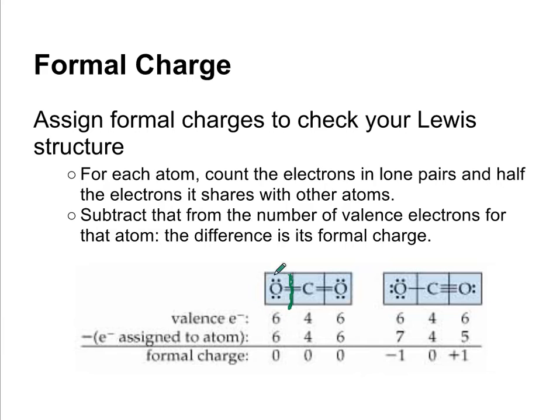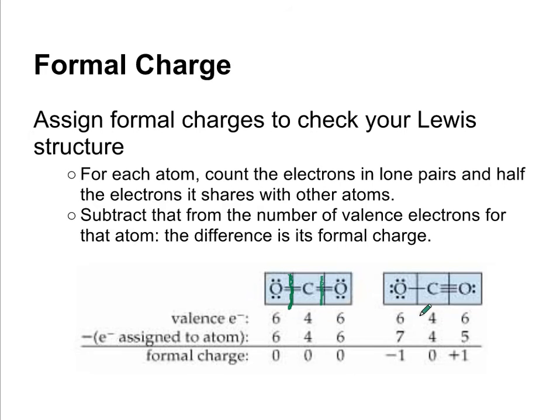So there's 6 on this oxygen and 6 on this oxygen, and only 4 on carbon, 1 from each of the 4 bonds attached to it. So 6 minus 6 is 0, 4 minus 4 is 0, 6 minus 6 is 0. That one's okay. Let's look over here now.